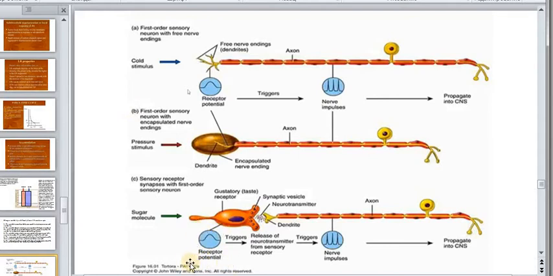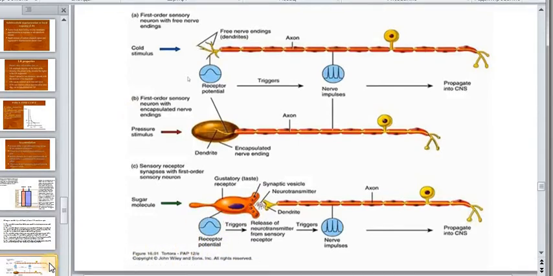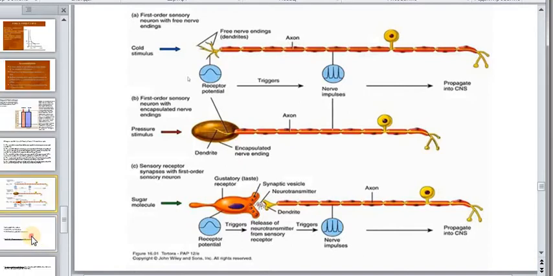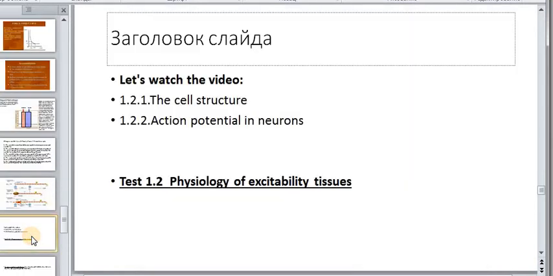Here we have a receptor as an example, but all this we can find in the videos on our page of Moodle, Physiology of Animals. You should look through the videos, cell structure and action potential in neurons. For this practical, we have the first test about physiology of excitable tissues, so you should prepare.